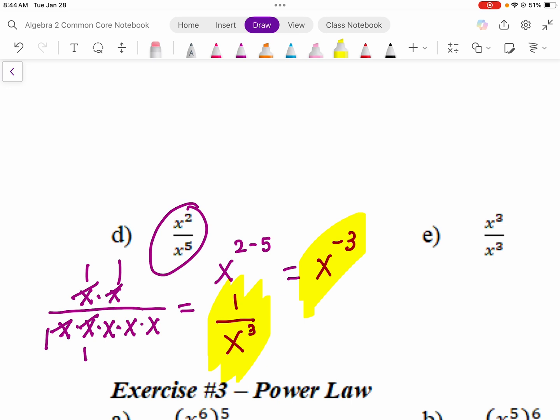Or if the negative is in the denominator, it'll flip it and it becomes in the numerator. So we'll talk more about that, not today.